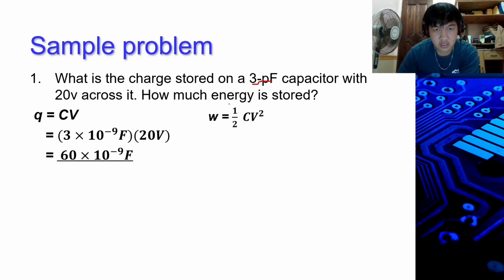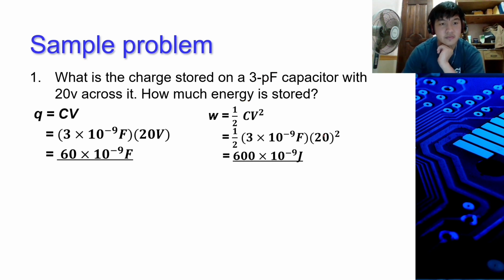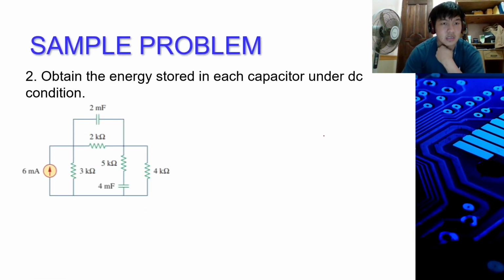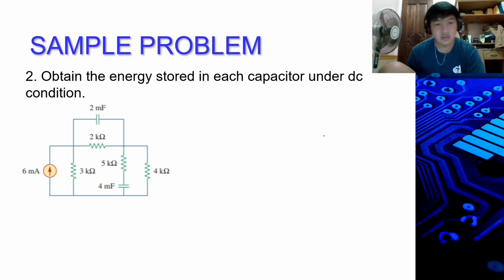And for the stored energy, using the formula from earlier, one half CV squared, with the capacitance of 3 picofarad, so one half times 3 times 10 to the power of negative 12 times 20 squared. When you calculate, you get 600 times 10 to the power of negative 9 joules. Next, we obtain the energy stored in each capacitor under DC condition.